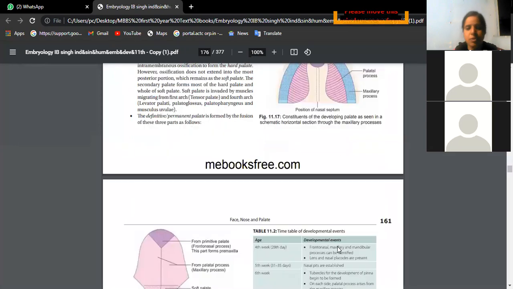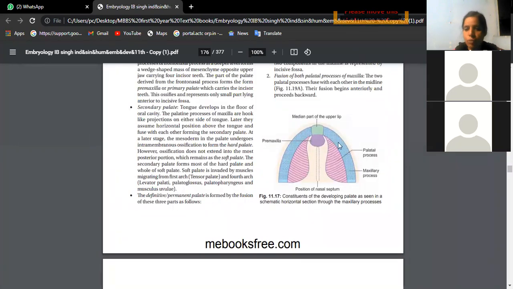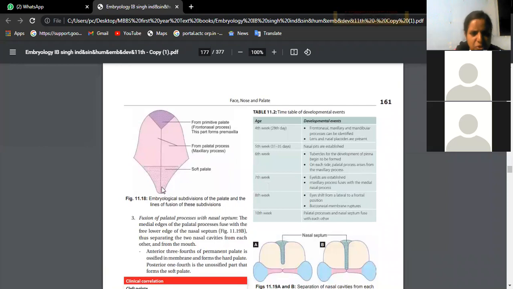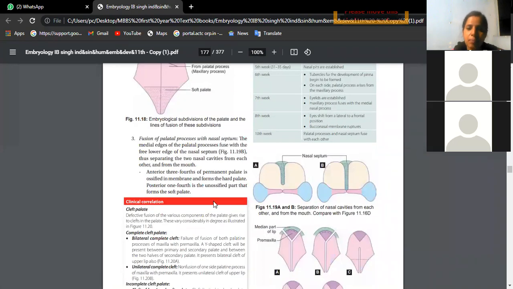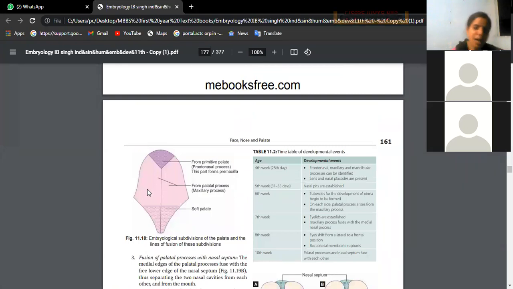Better keep this picture also. They start to grow towards each other in the midline to form complete fusion and to form the hard palate. Here complete fusion is shown. The anterior aspect of the palate is formed from the frontonasal process, which is also called the premaxilla, and the remaining area is formed from the maxillary process. This much you write. Palate means hard palate only.